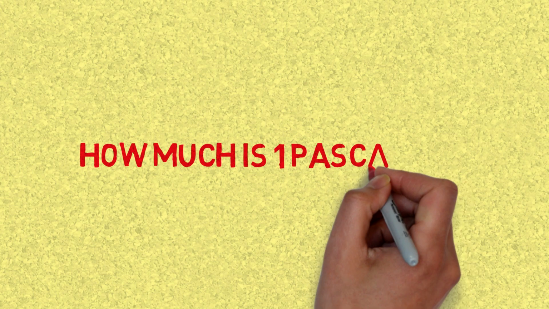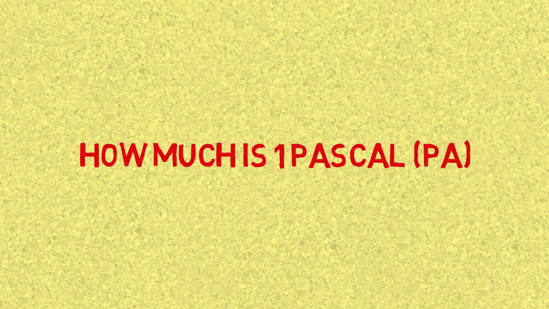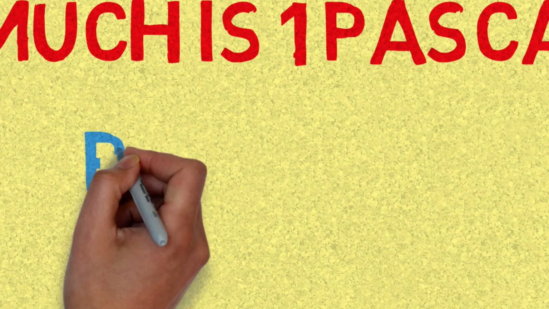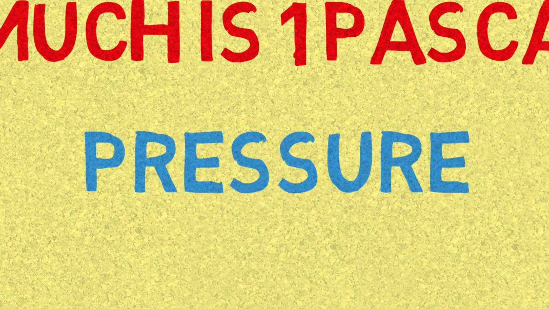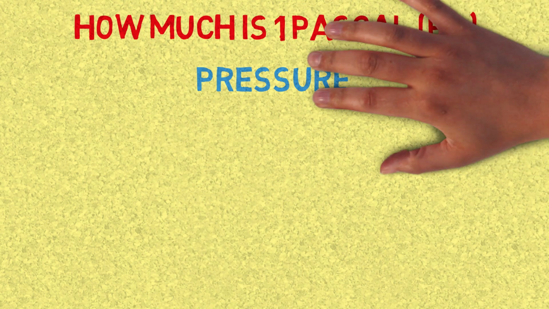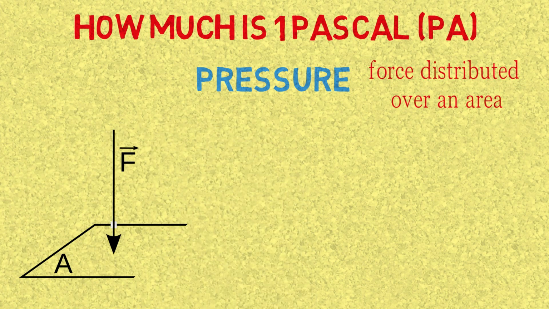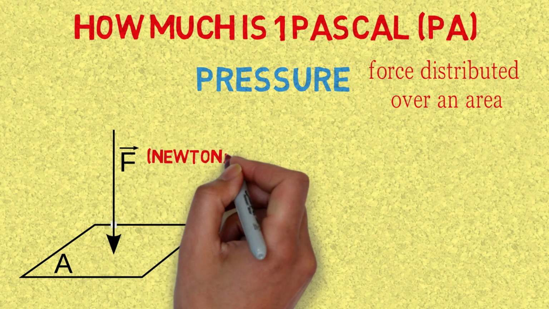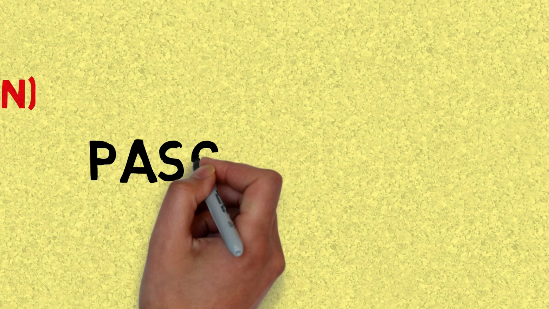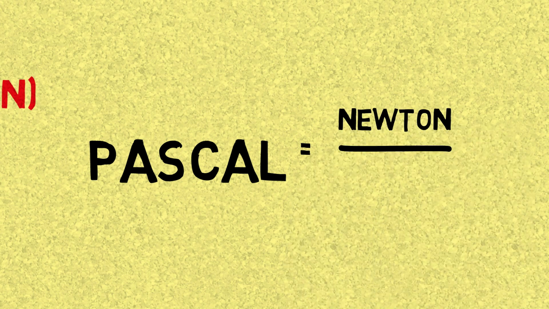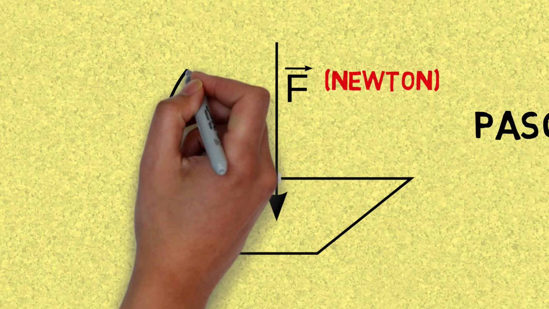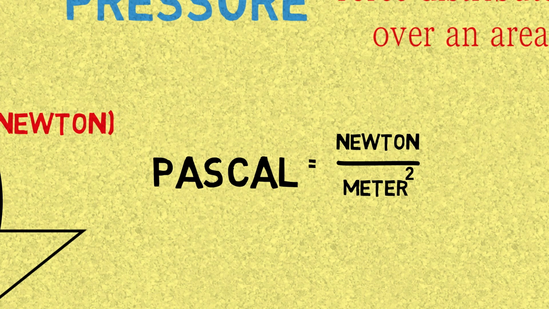Today I'll explain how much pressure is 1 Pascal. Obviously, Pascal is a unit to measure pressure. But what is pressure? Pressure in physics is defined as a force distributed over an area. Forces are measured in Newton. That makes the math definition of a Pascal Newton over meter squared. That is force over area. And 1 Pascal is 1 Newton over squared meter.